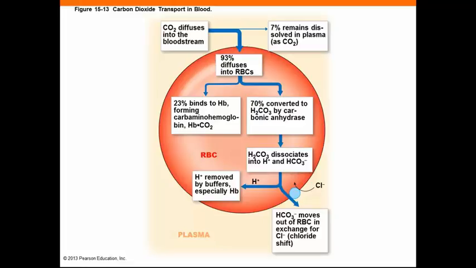70% of the carbon dioxide is enzymatically converted to carbonic acid, and this reaction occurs in the red blood cells, which dissociates into a bicarbonate ion and a hydrogen ion. So bicarbonate ions then enter the bloodstream in exchange for a chloride ion, and this is called a chloride shift when this occurs. And again, remember these reactions are rapid and they're completely reversed in the pulmonary capillaries.